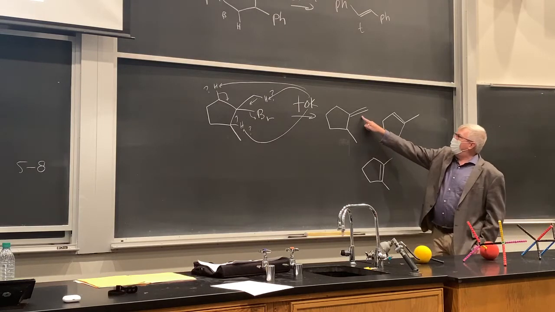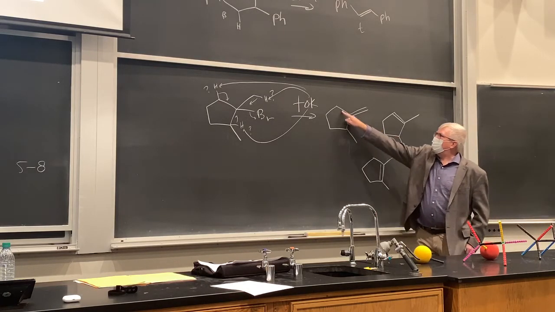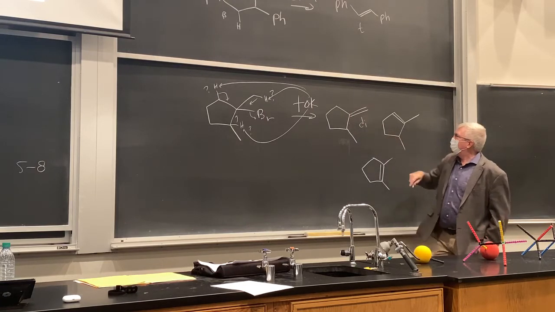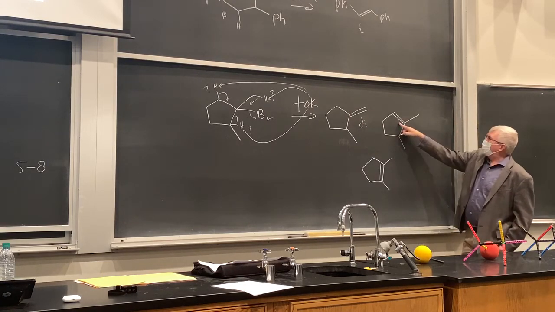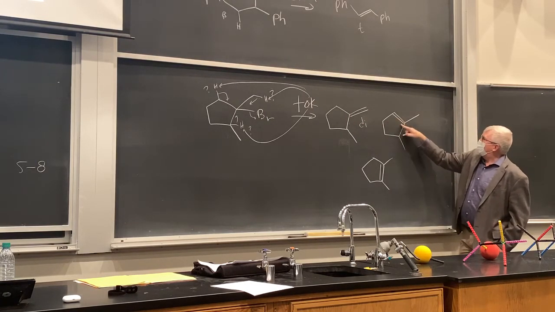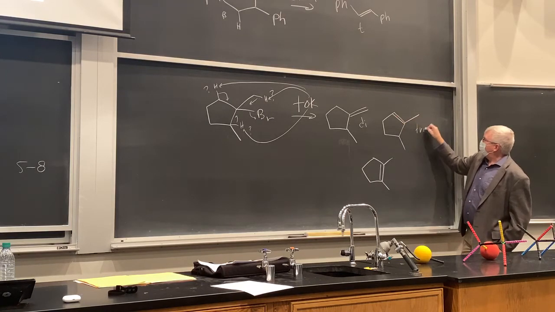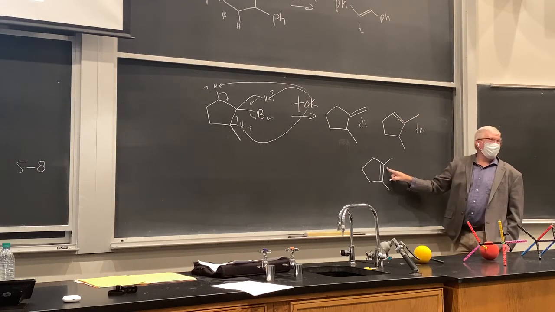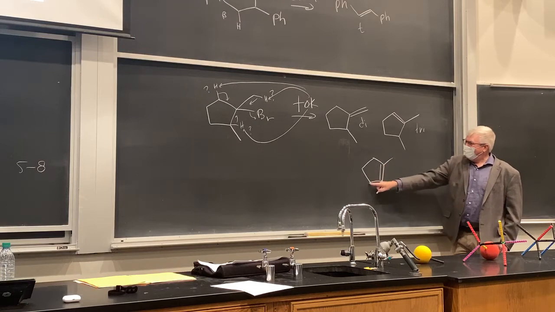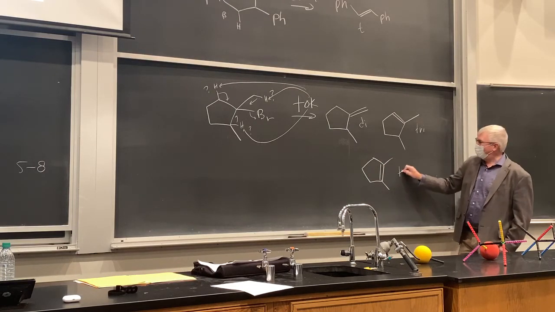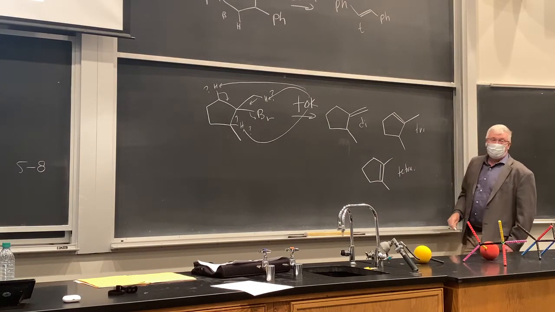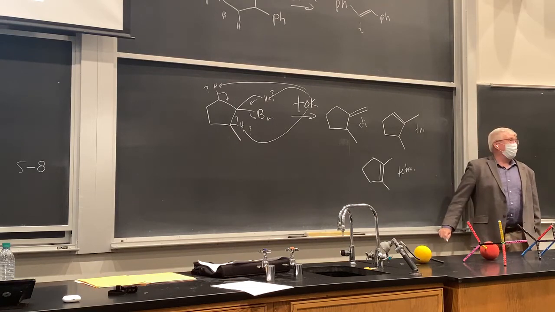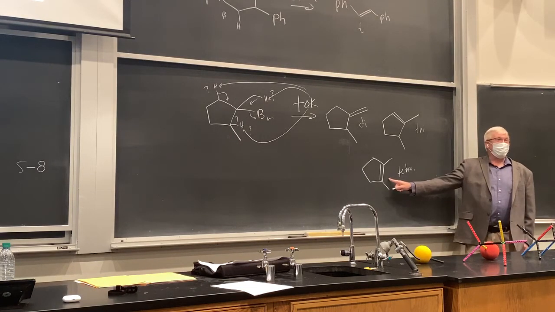This alkene, how many carbons on this? One, two, so that's di-substituted. How many carbons on this alkene? One, two, three, tri-substituted. Oh, and this one, right? How many? One, two, three, four. Okay, so tetra-substituted. Which one would be more favored thermodynamically? Yeah, the tetra-substituted one by quite a few kcals per mole.